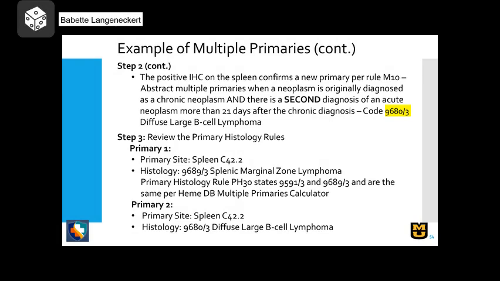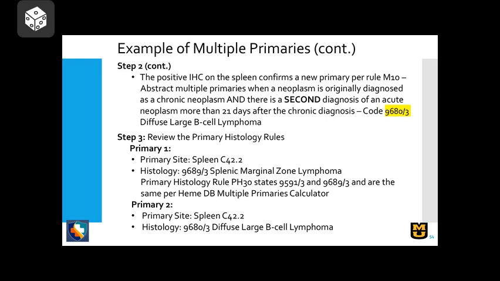Continuing with step 2 of the multiple primaries example. The positive IHC on the spleen confirms a new primary per Rule M10, which says to abstract multiple primaries when a neoplasm is originally diagnosed as a chronic neoplasm and there's a second diagnosis of an acute neoplasm more than 21 days after the chronic diagnosis. So code 9680/3, diffuse large B-cell lymphoma.